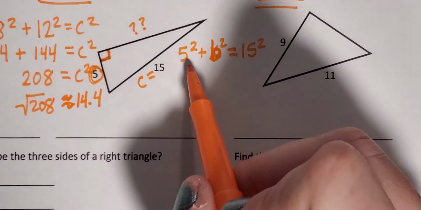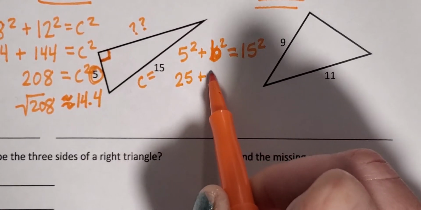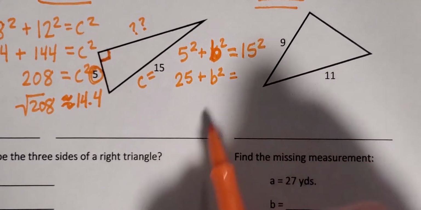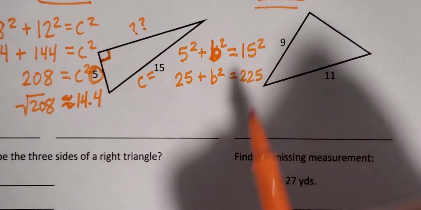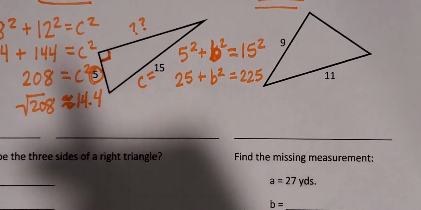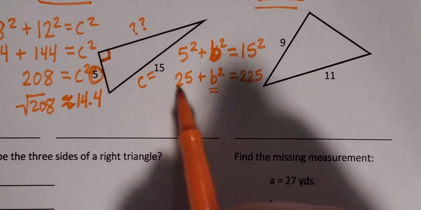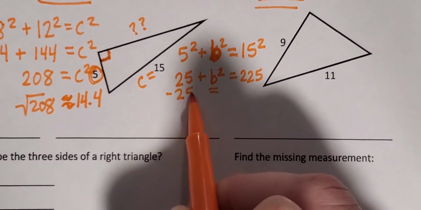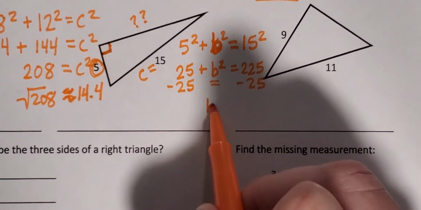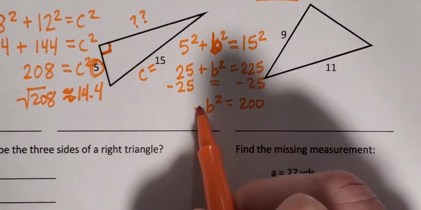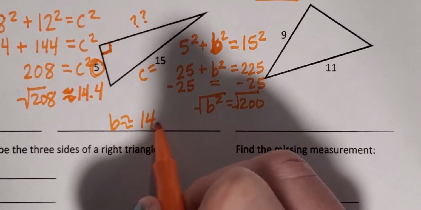Once I'm here, I'm going to go ahead and simplify down. 5 squared is 25, I still have my plus b squared, and then 15 squared is 225. At this point, I need to get b squared all by itself, so I have to get rid of my 25. In order to do that, I'm going to subtract 25. So b squared equals 200. I'm going to square root these, so my answer should be about 14.1.